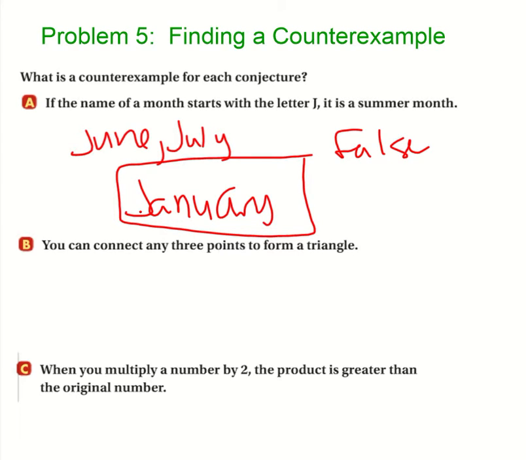You can connect any 3 points to form a triangle. So I started thinking, oh, here I have 3 points. Oh yeah, those make a triangle. Oh, here I've got 3 more points. Those ones make a line. I can't make a triangle out of those 3.